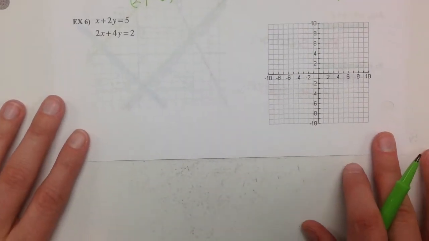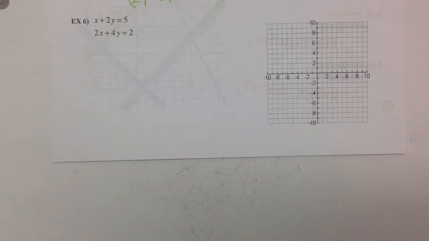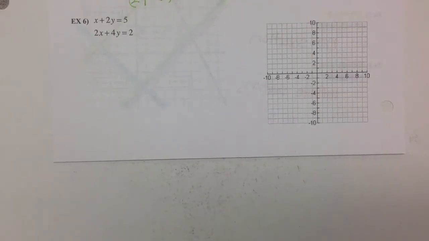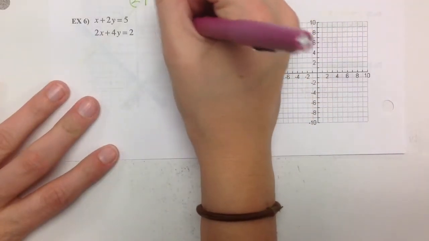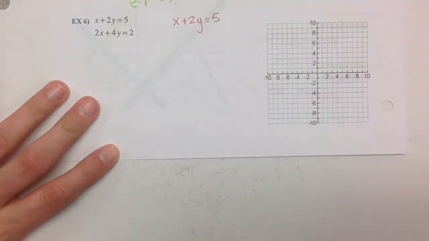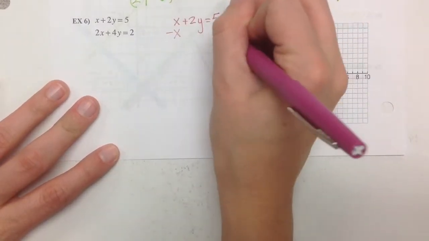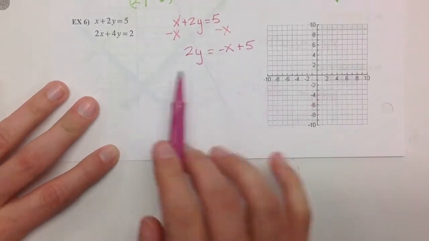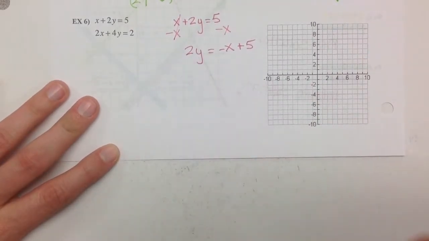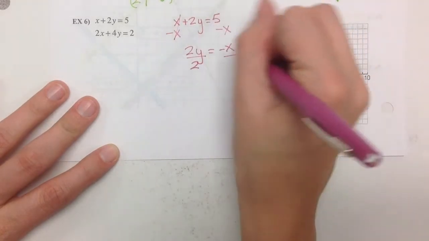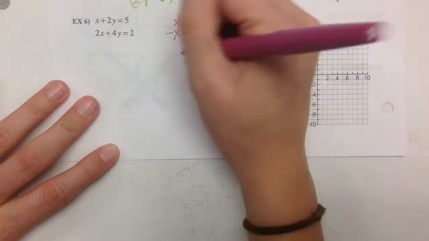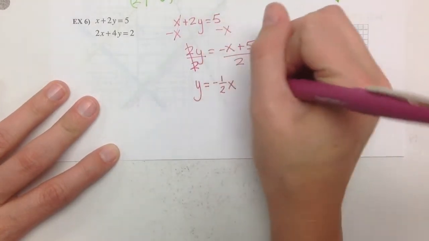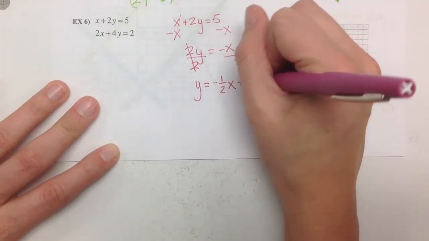All right, last example. Both of these are not in slope-intercept form, so I'm going to solve them to put them in slope-intercept form. First, let's look at x plus 2y equals 5. First, I'm going to get rid of the x, subtract that, so it goes to the other side. I've got 2y equals negative x plus 5. Then I'm going to divide by 2, and the whole other side divides by 2. So I get y equals negative 1 half x plus 5 over 2, or 2 and 1 half.